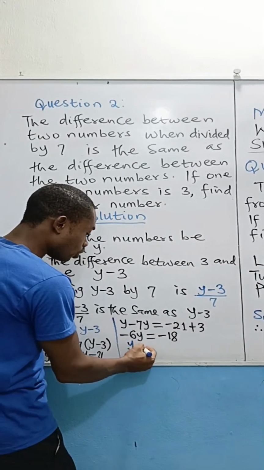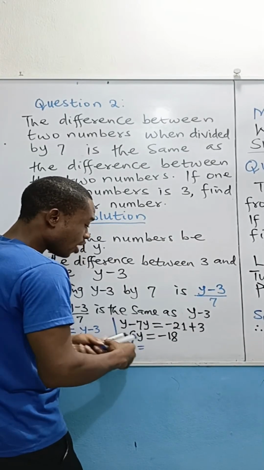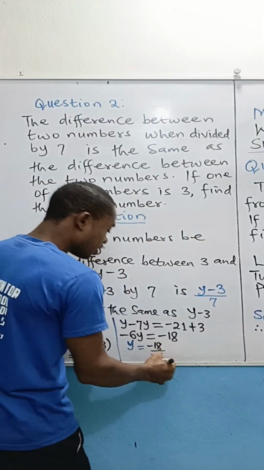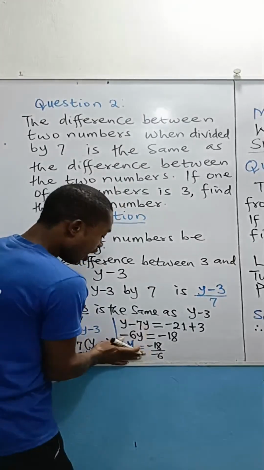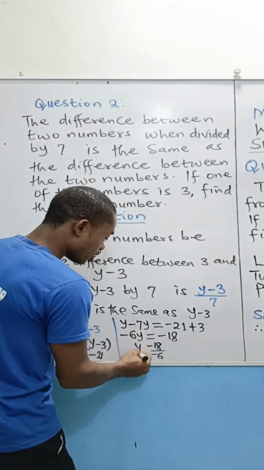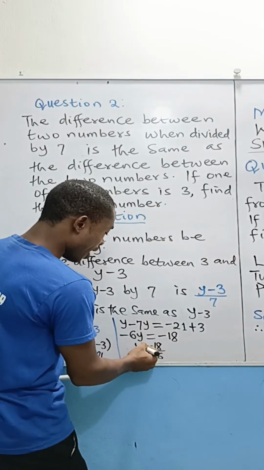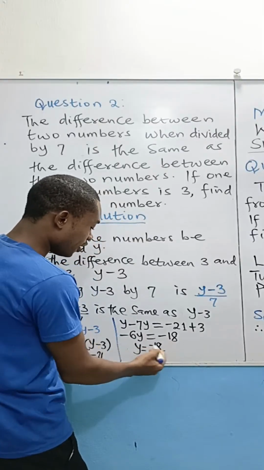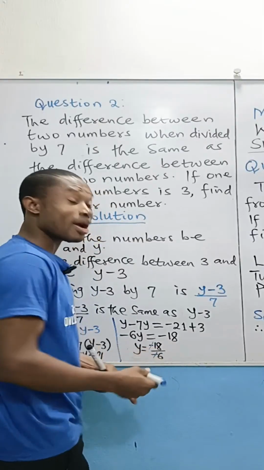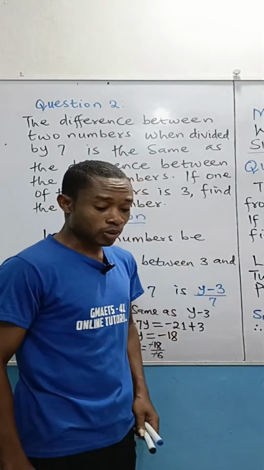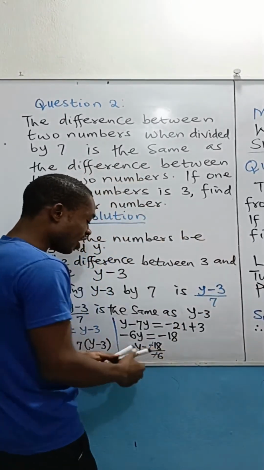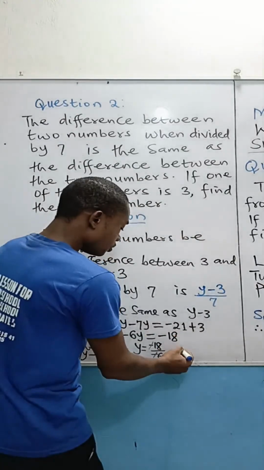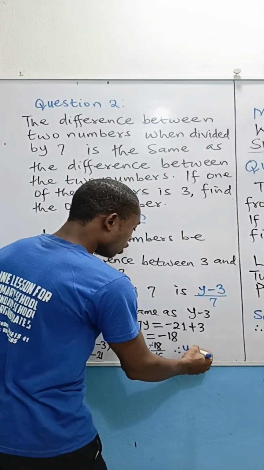Y will now be equal to the right-hand side. You have minus 18. Divide it by minus 6. Good. You have minus 18 divided by minus 6. You'll agree with me that the minus will cancel. This minus will cancel this minus. Minus divided by minus changes to positive, to plus. So they'll just go off. 18 divided by 6 is 3. Therefore, y is equal to 3.